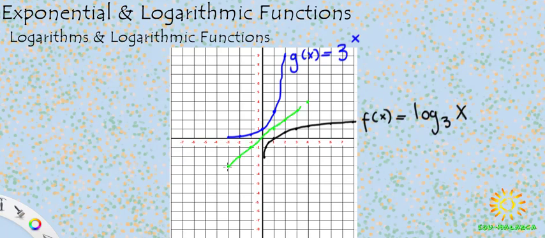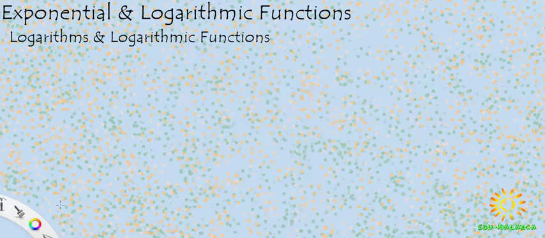This is the line y is equal to x, and when we look at these graphs, we can see that they are both a reflection of each other about the line y is equal to x. So what can we say? We can say that g of x is the inverse function of f of x. Let's write that down to make sure you understood it before we end the lesson.